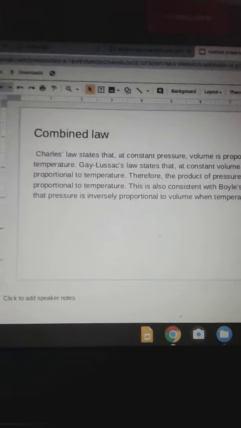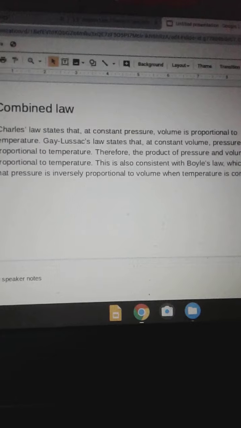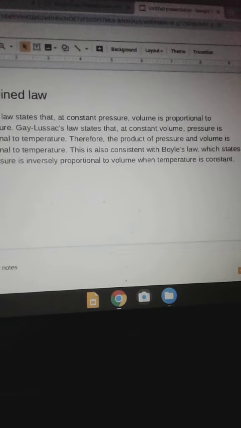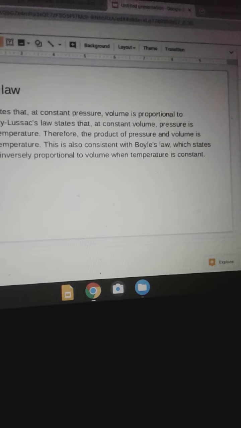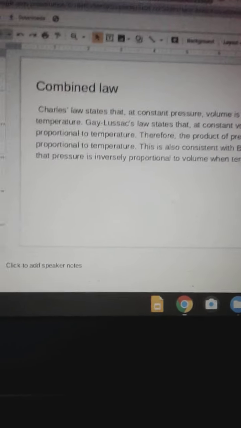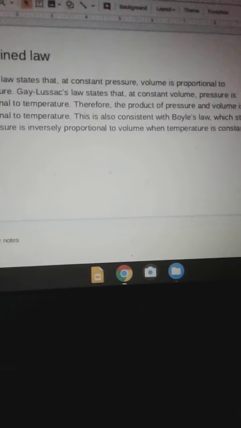And then the combined law is basically the product of pressure and volume is proportional to temperature. Okay. So how this is going to be explained is the product of pressure and volume is proportional to temperature. Basically, the relationship between pressure and volume is proportional to temperature.